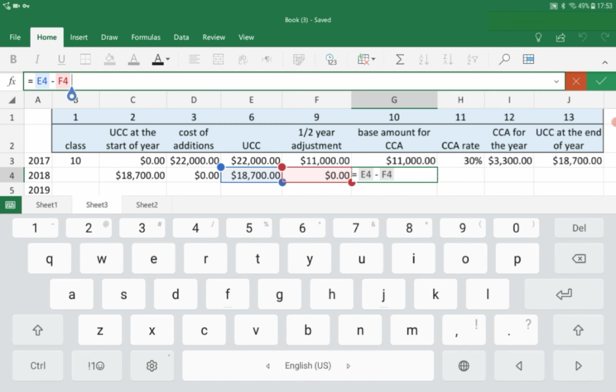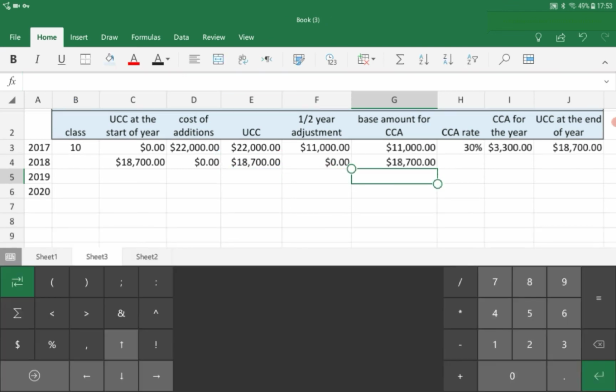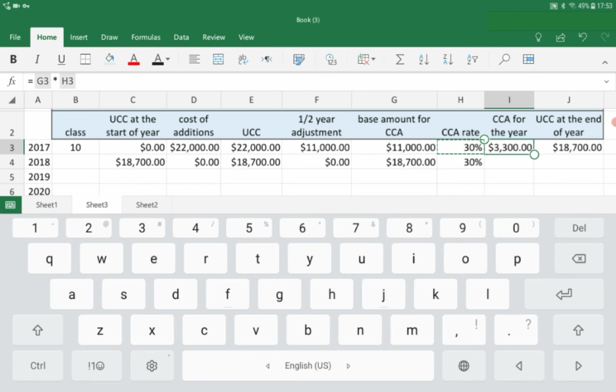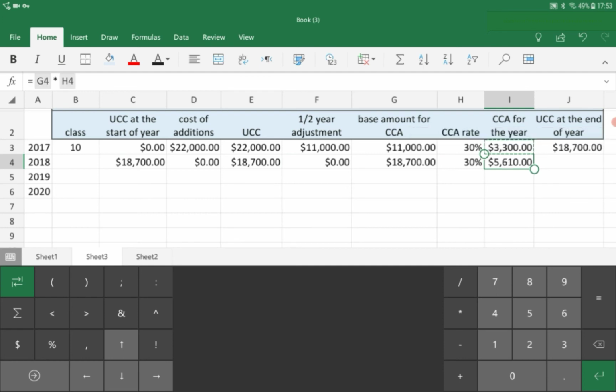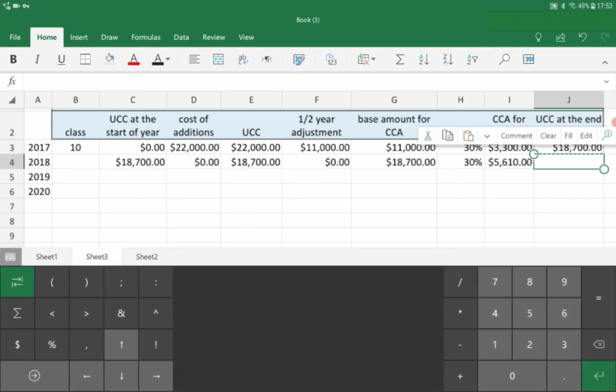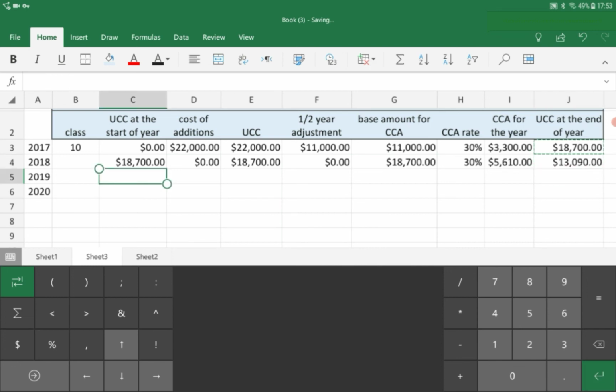If the CCA rate did not change, which you actually need to check, then you take the formula from 2017 and copy it into year 2018, and the same for the formula for the CCA for the year, which will basically multiply your base amount eligible for CCA by the CCA rate and will give you the dollar amount. And the same, we're copying the formula for UCC at the end of the year, which will give us the starting amount of the UCC at the start of year 2019. Now we can copy and paste the whole row of the formulas.